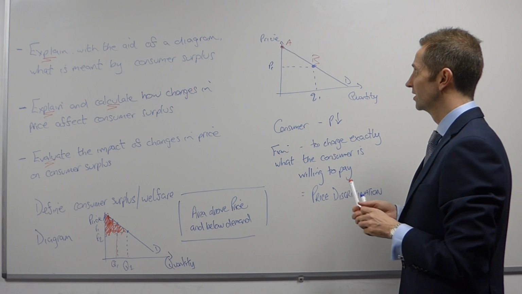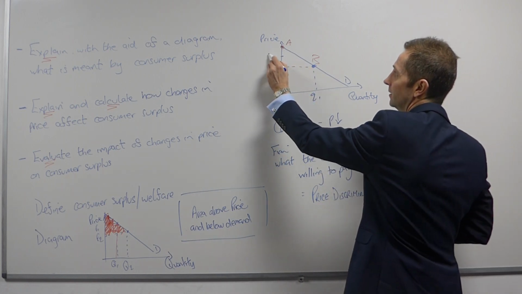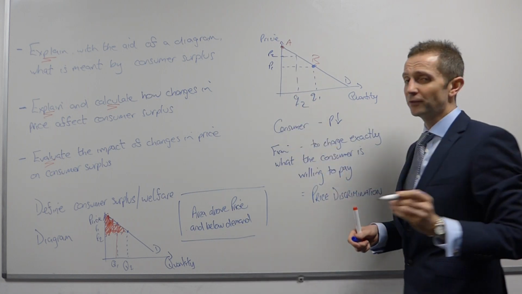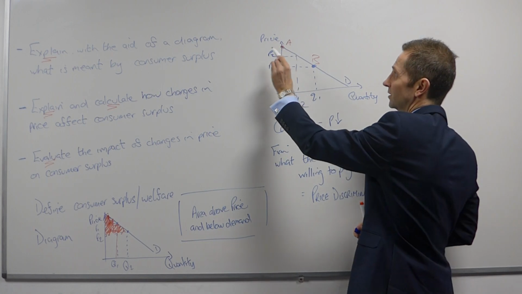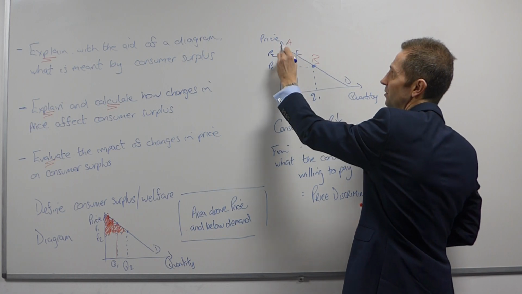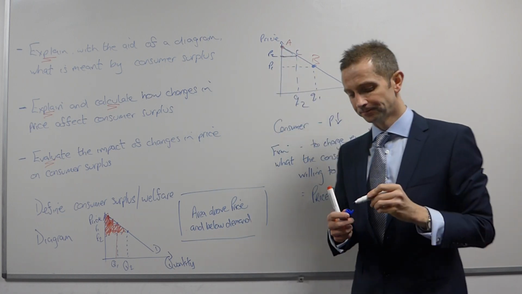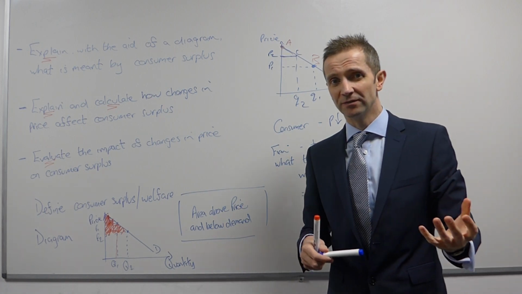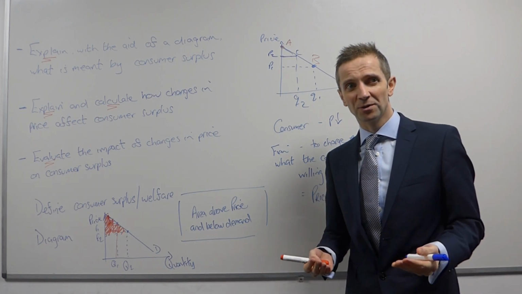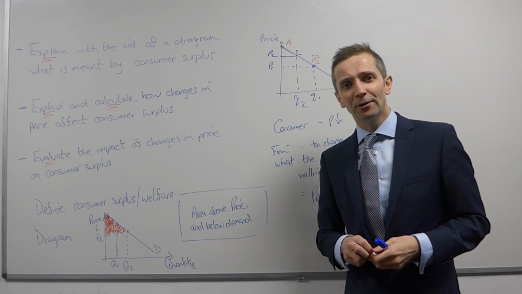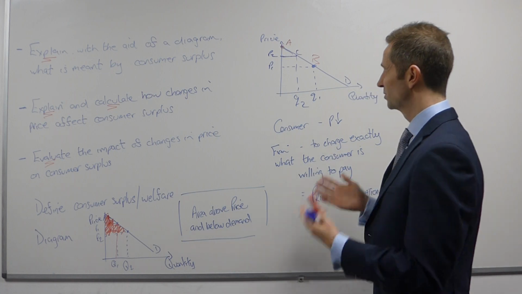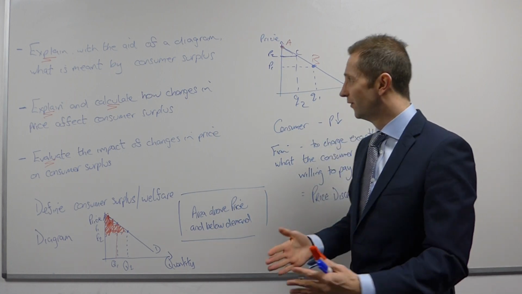If, however, price increased to P2, so now we're here, and we're consuming Q2, then of course the area of the triangle will diminish and it will decrease, and it now becomes A, P2, C. So it's this much smaller triangle. And so from the consumer's point of view, rising prices, for example, are very detrimental to our consumer surplus and our welfare, because it is narrowing that gap between our willingness to pay and the price that we're actually paying. And so as a consequence, our welfare is falling.